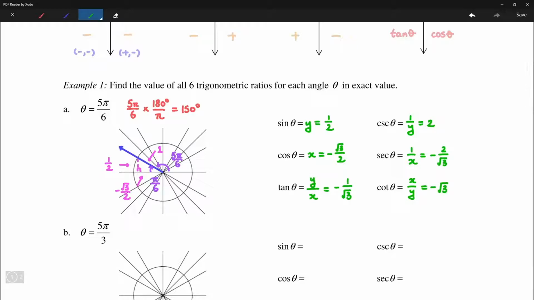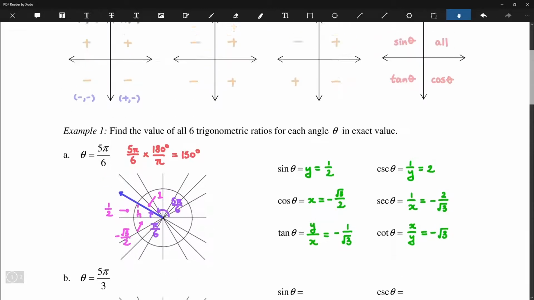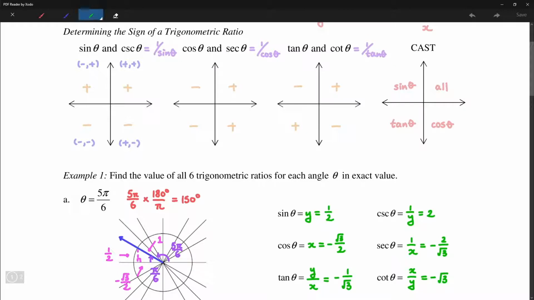So notice here that just as we stated before, in quadrant 2, only sine theta and cosecant theta should be positive, and our 6 trigonometric ratios here do match that. So sine theta and cosecant theta are positive, whereas cosine, secant, tangent, and cotangent theta are all negative.